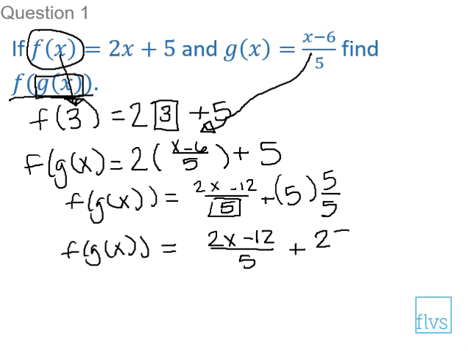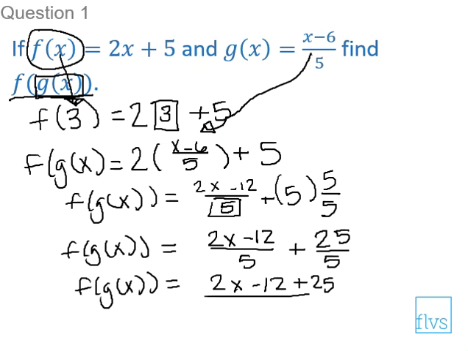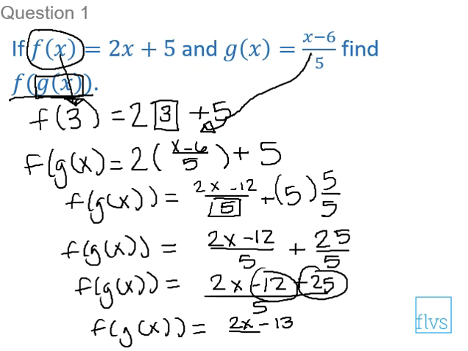Which gives us 25 over 5. Now we can add those together, giving us 2x minus 12 plus 25. And one last step is just combining the like terms, which would be the 12 and the 25, giving us 13. All right, so we have found what's called a composition, f of g of x. That one was a little bit tricky.